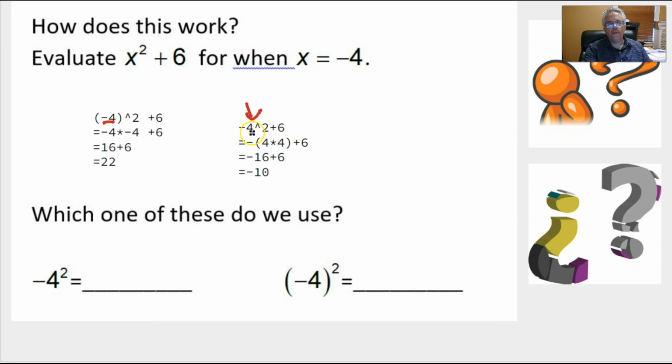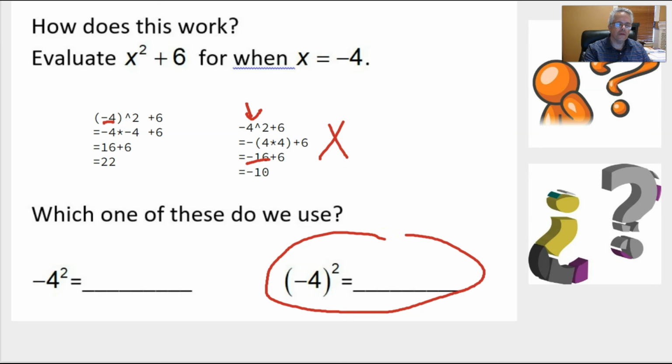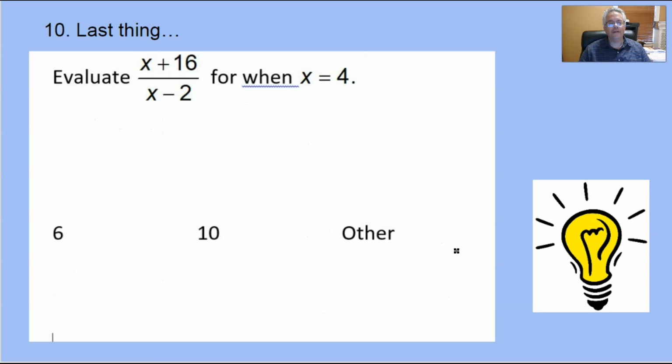When we don't put the parentheses, it'd be negative 4, the minus, and 4 times 4 is 16. That ends up being negative 16, not positive 16. Negative 16 plus 6, which is negative 10, is incorrect. So we want to use this one. Minus 4 squared like that is negative 16. When we use parentheses, we have positive 16, and that's the one we want. All right, you'll hear your math teachers talk about that over and over again.